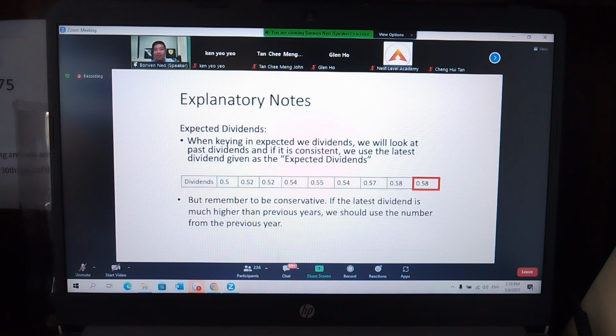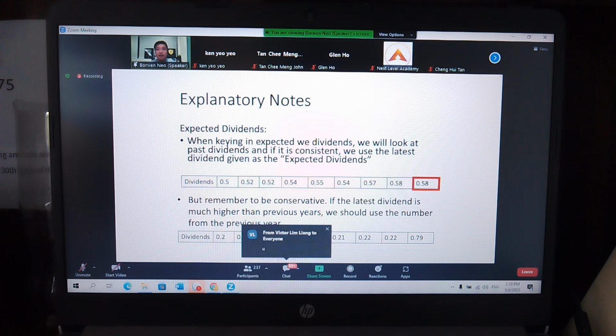Right? So again, if you use the higher number, the percentage will be fake. It will not be an accurate number. If you understand what I meant, can you type U? Okay, so for example, over here, 0.2, 0.2, suddenly 0.79. Something is wrong. So when we do our calculation, we will still take 0.22 instead of 0.79. So this is the thing for us to take note.